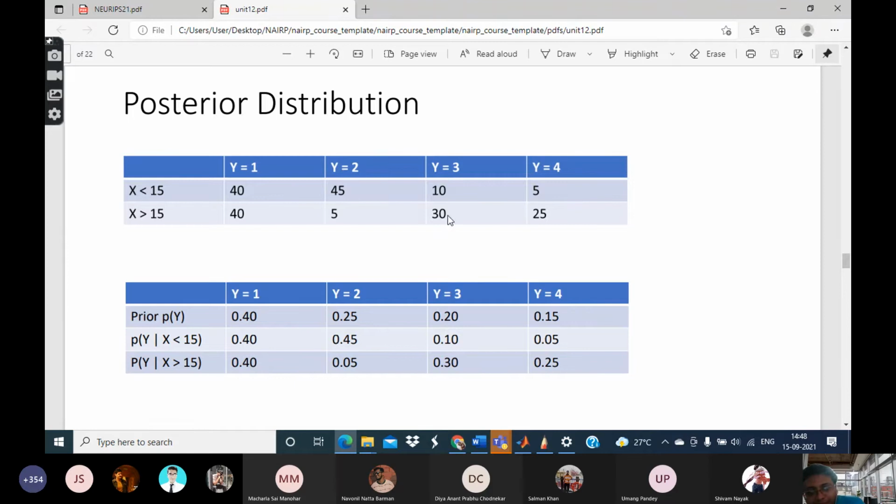Similar claims can be made about y equal to 3 and y equal to 4. For y equal to 3, as you can see, its prior probability is 0.2. Now if I know that the attribute is less than 15, then the probability that y equal to 3 goes down even further. But if I know that x is greater than 15, then the probability increases a little bit. Same with y equal to 4.